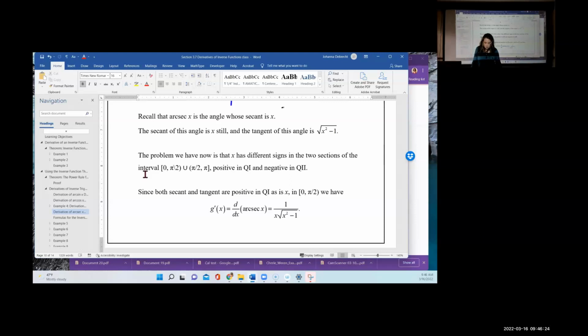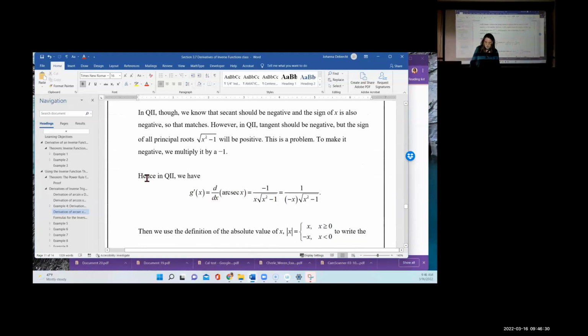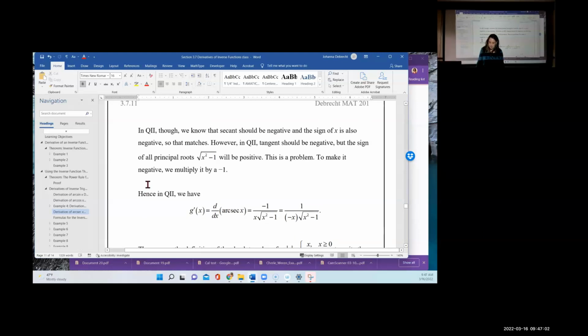Now, the problem is if we're in quadrant 2, things change. If we're in quadrant 2, we know that the secant should be negative, but the tangent should also be negative. Now, secant is negative in quadrant 2 because it's the reciprocal of cosine, and cosine is x. In quadrant 2, x is negative. So the secant should be negative in quadrant 2. But the tangent is also negative in quadrant 2 because tangent is y over x, and y is positive and x is negative. That's a problem because if they're both negative, it should turn up positive.